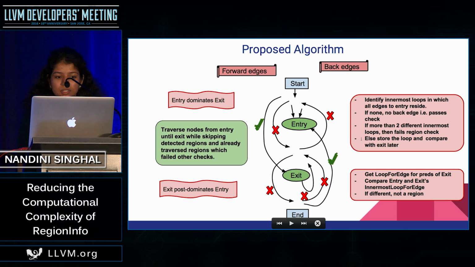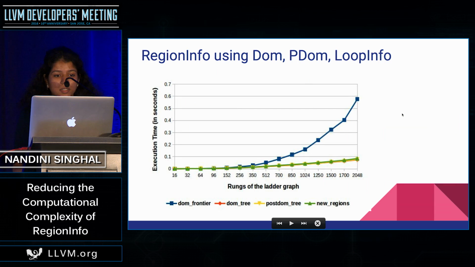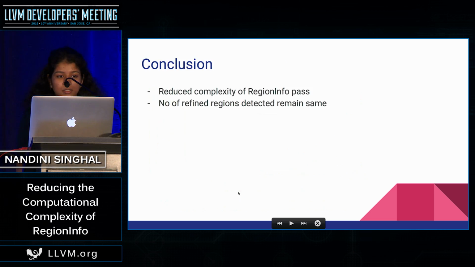So this algorithm is summarized over here. And this is the performance result for the same ladder graphs. As you can see now, the new region pass is linear because it's not using any information of the dominance frontier. So the conclusion is that we've reduced the complexity of region info pass, and the number of refined regions detected still remains the same.